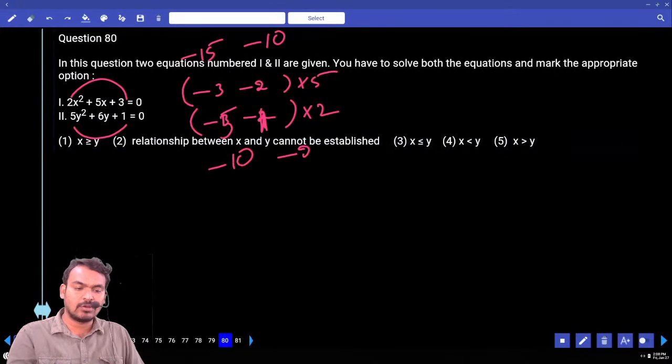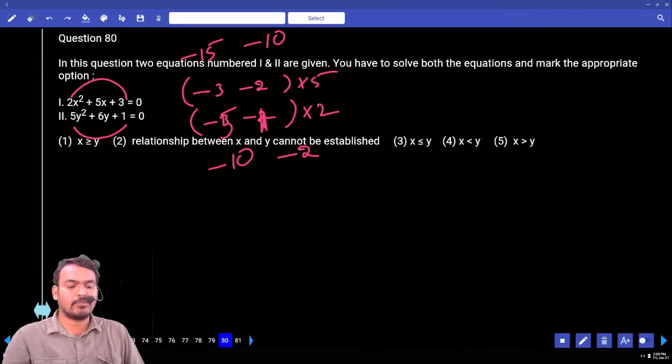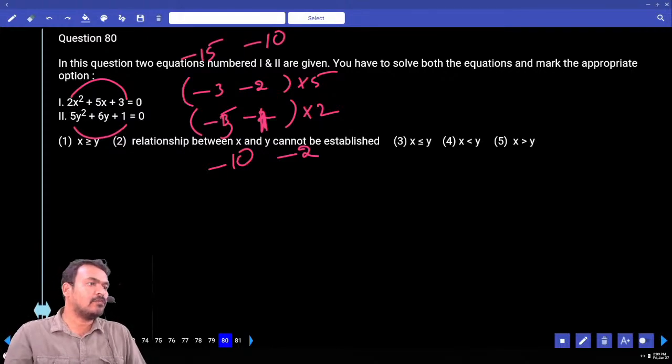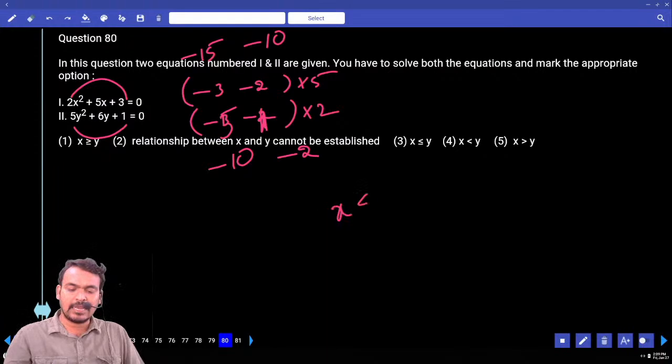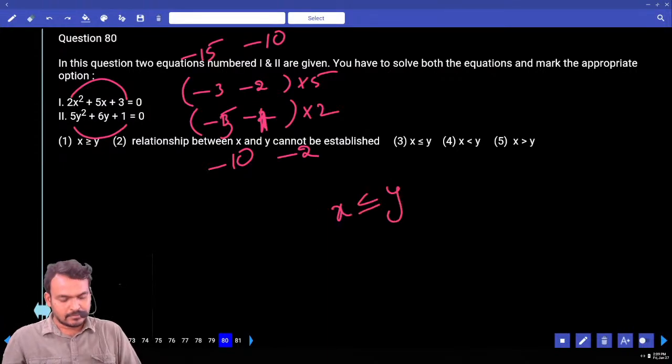2 1s are 2. −15 compared to −10: less than. −15 and −2: less than. −10 compared to −10: equal. −10 and −2: less than. What is the answer? x is less than or equal to y.